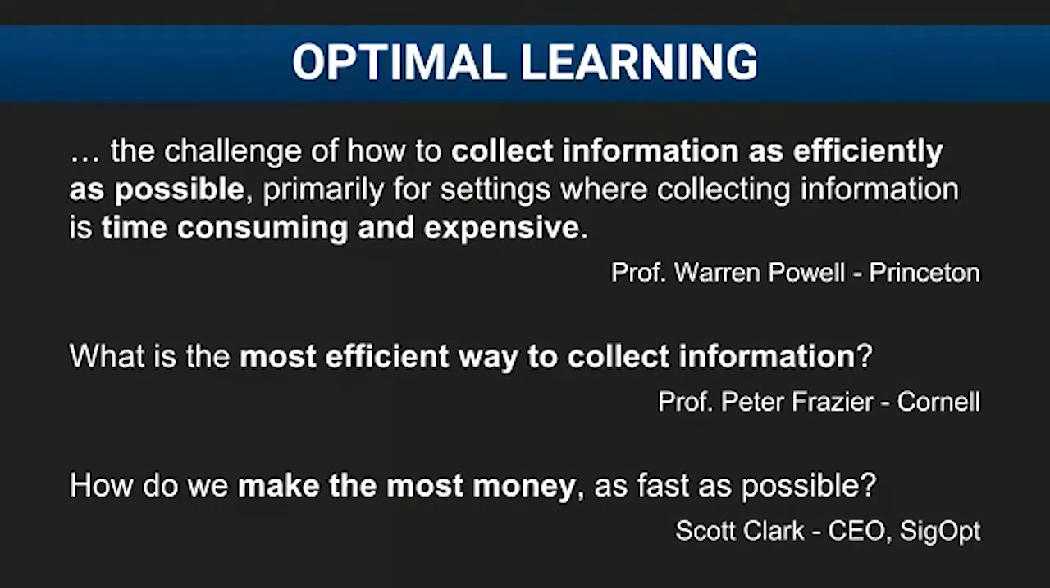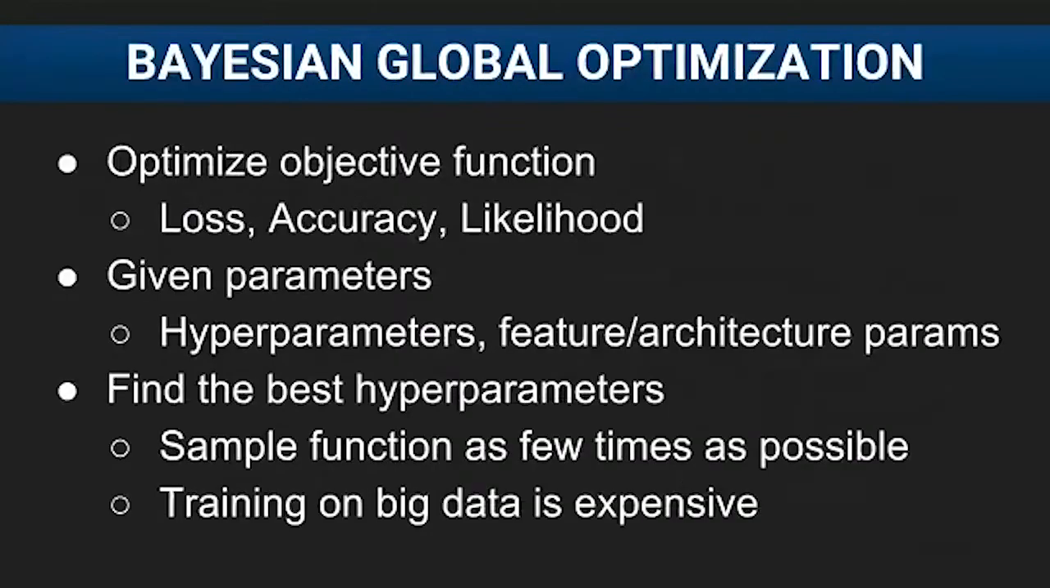Okay, we got one question. I'll address that here in a second. Or how do we just kind of get to the most money as quickly as possible? So the idea here is to optimize some objective function, like loss, accuracy, likelihood, given some parameters, like hyperparameters, feature parameters, architecture parameters, and we want to sample that underlying system as intelligently and as few times as possible. So we have extremely sparse amounts of information.